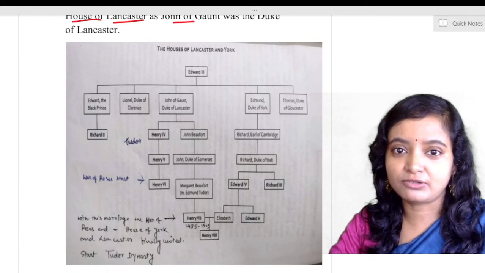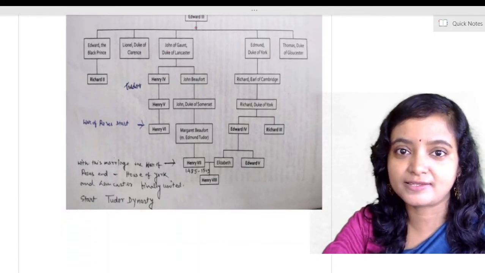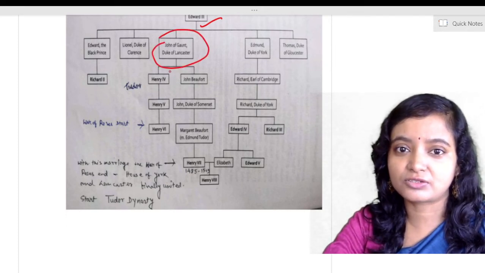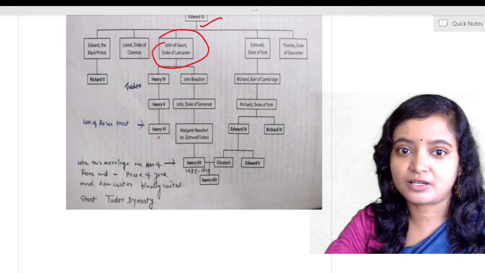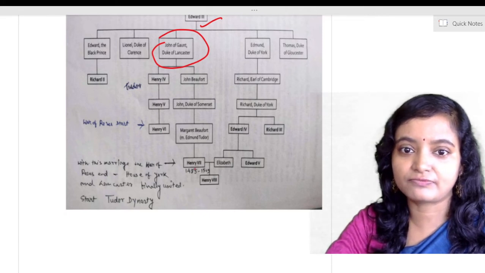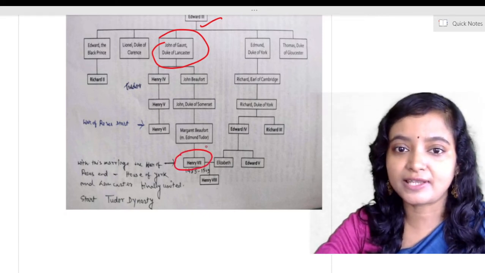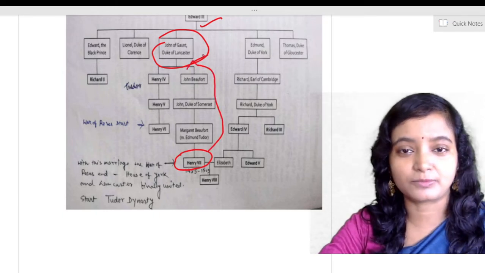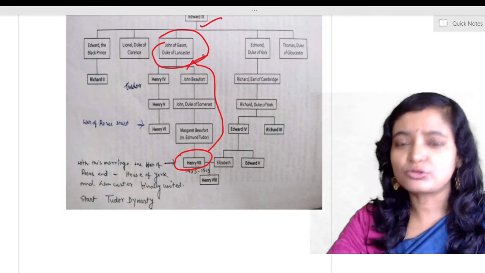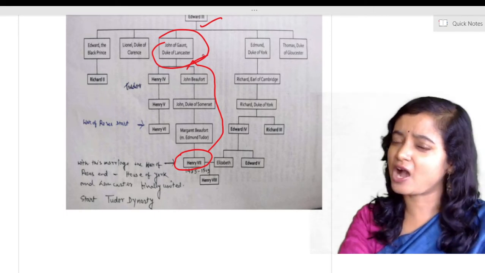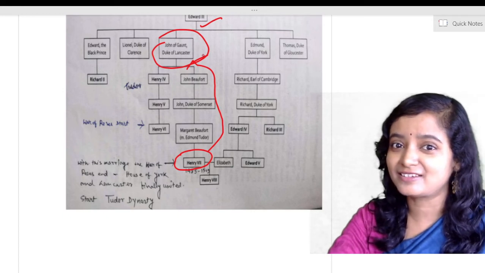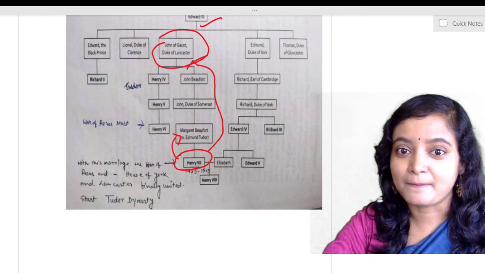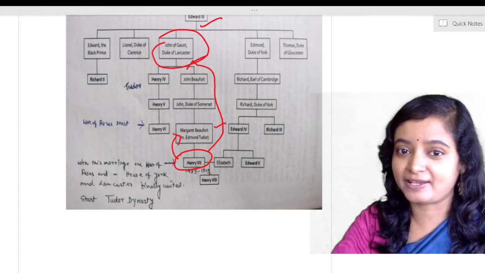Now here look at the chart, you will understand more clearly. Here is Edward III, here is John of Gaunt, and John of Gaunt's son, etc., down to Henry VII. Here you can find Henry VII. So you can see that Henry VII belongs to this Lancastrian house of John of Gaunt. But if he belongs to the Lancastrian house, how could he start a Tudor dynasty? Because of Henry VII's mother, look at her, Margaret Beaufort, she married.